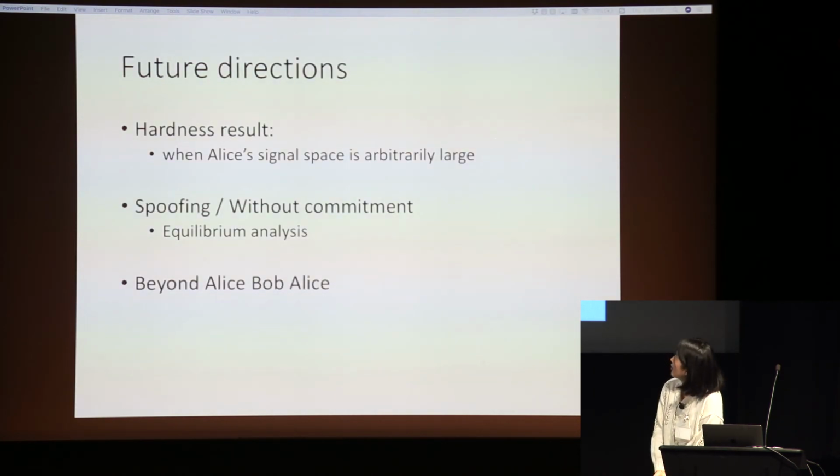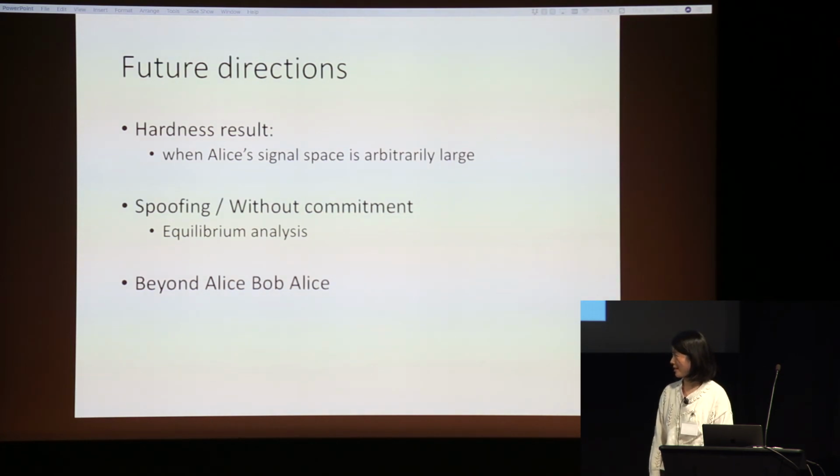Okay, so the future directions I have: first is a hardness result. When Alice's signal space is arbitrarily large, can we show that it's very hard to compute the optimal signaling strategy? Another is this spoofing problem: without commitment power, if Alice can lie about the transition rule, how can we analyze the equilibrium, for the one-shot game or for the many-round game?